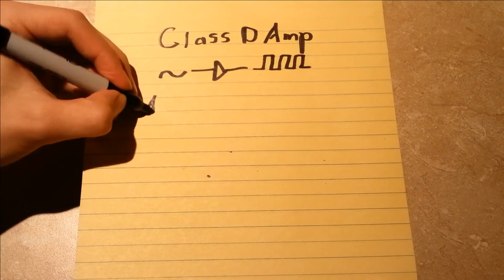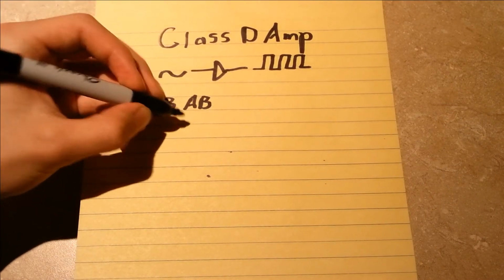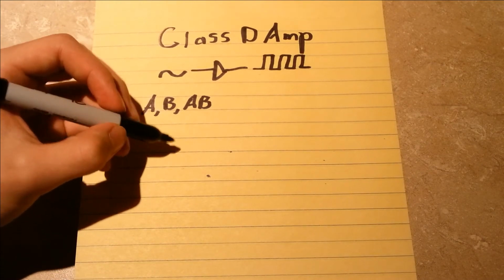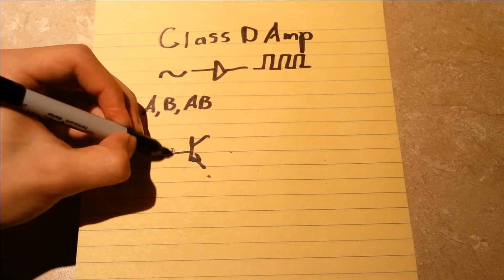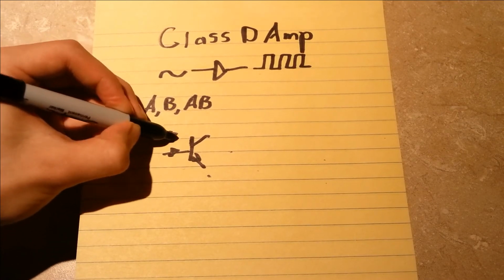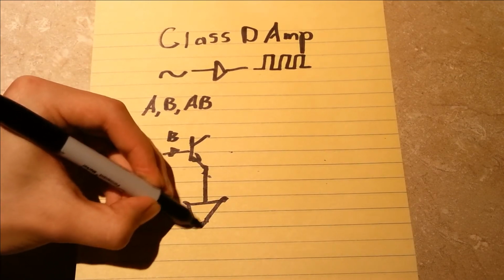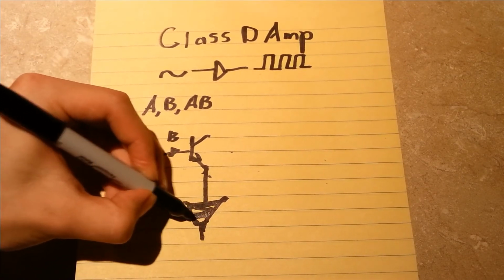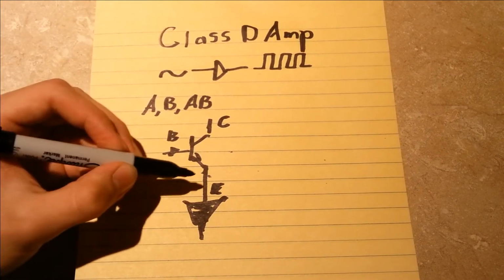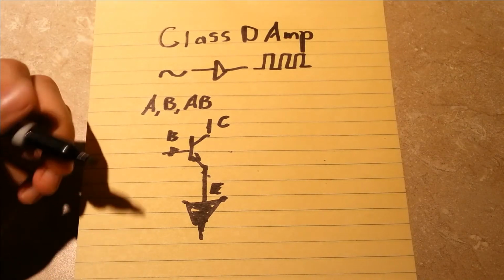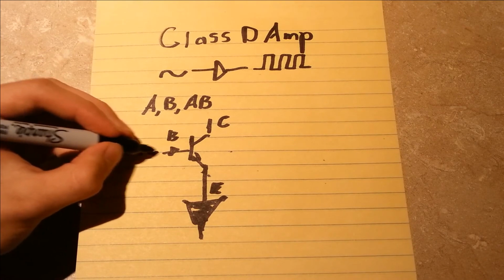Other classes of amplifiers, A, B, and AB, operate a transistor in the active region. In this state, small changes in current through the base cause enormous changes in current from collector to emitter. It's acting like a variable resistor controlled by the base.